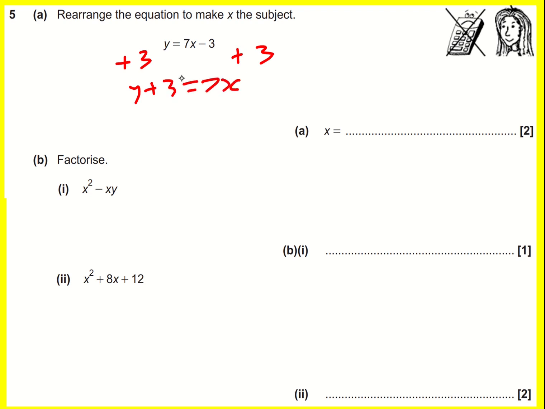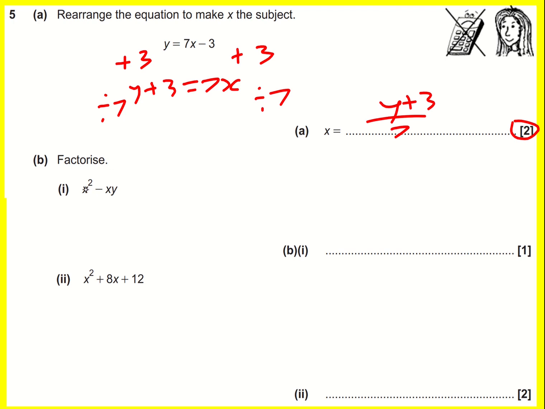And then if we had 2 and you got 5, what would you then do? You would divide by 7. The same thing here. Divide by 7. And we're going to get that x is equal to y plus 3 all over 7. We've made x the subject of the equation.